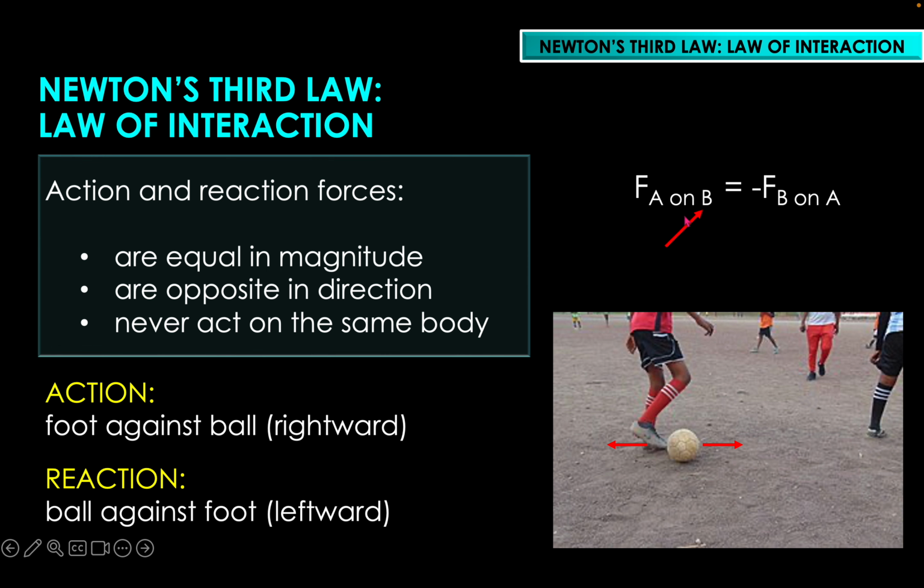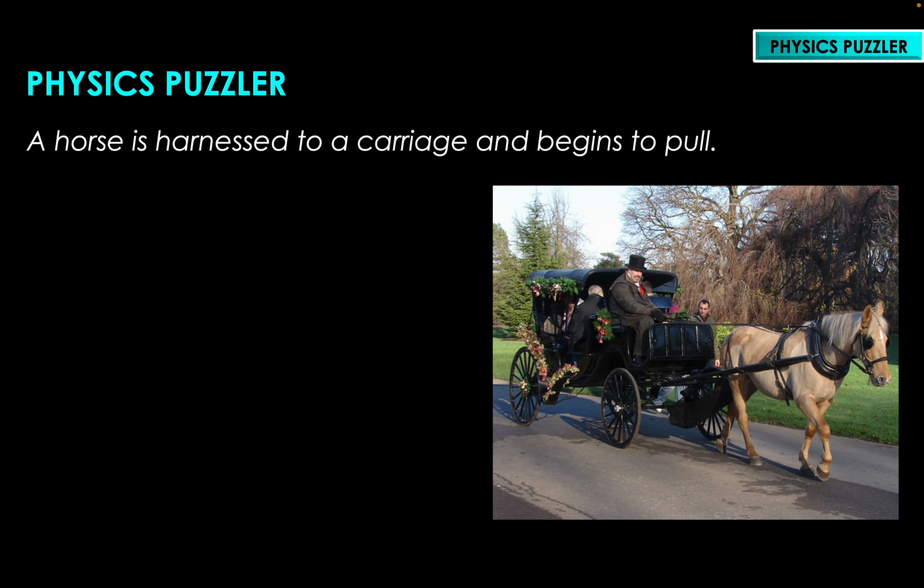So in this case, if this is your equation for the third law, the action force would be acting on B and the reaction force would be acting on the other object, right? It would be acting on A. So they do not cancel each other out because they never act on the same body. So remember that. Before we delve deeper into Newton's third law, I have here a physics puzzler that I want you to try answering just based on what you know so far about Newton's third law.